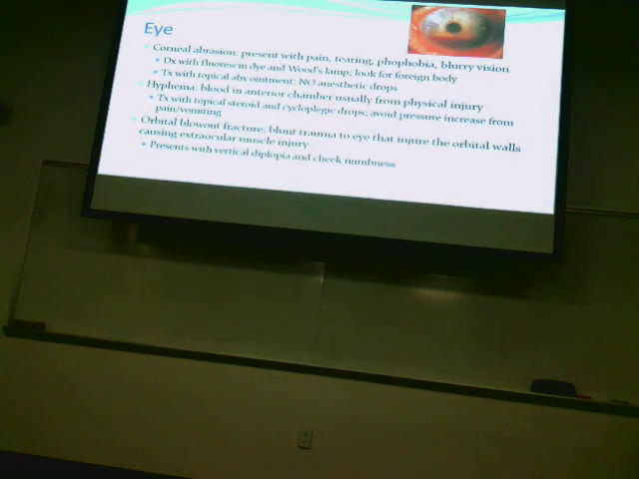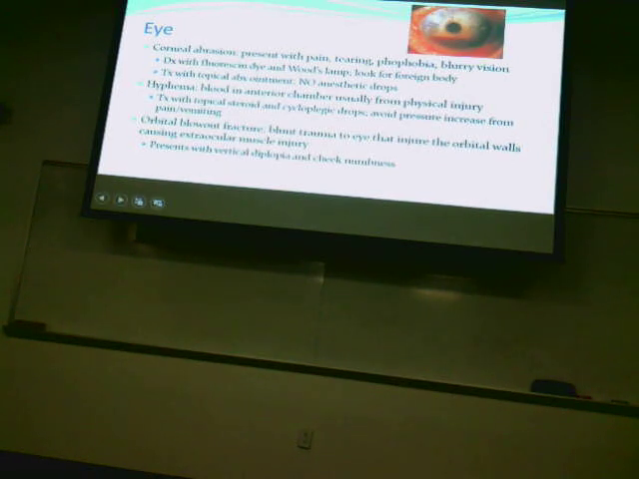Hyphema, this is what's shown in the picture, and this is blood in the anterior chamber, and this is usually caused by physical injury. You treat this with some topical steroids and cycloplegic drops, but you want to avoid any pressure increases from pain or vomiting, because this can cause increased intraocular pressure and a rupture of the globe.